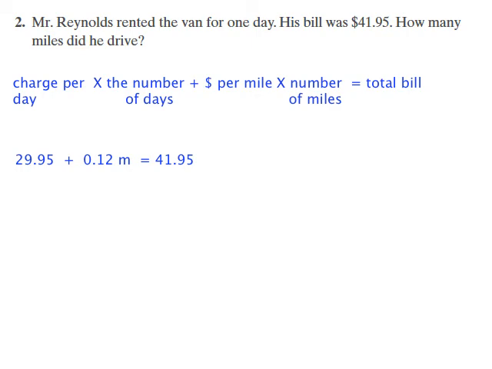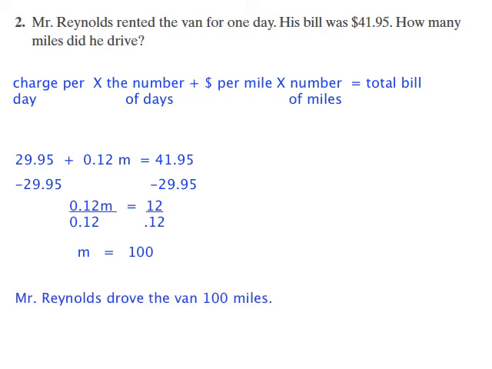Now we're ready to solve for M. We're going to subtract $29.95 from both sides of the equation. On the left-hand side, you're left with 0.12 M. On the right-hand side, $41.95 minus $29.95 is 12. Now we're ready to divide both sides by 0.12. On the left-hand side, 0.12 M divided by 0.12 gives us M. On the right-hand side, 12 divided by 0.12 is 100. So, Mr. Reynolds drove the van 100 miles.